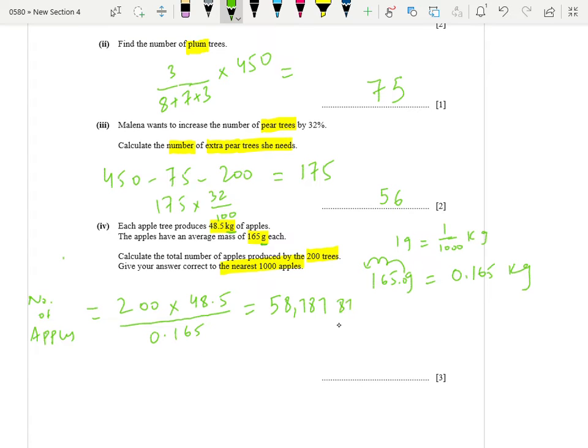58,787.87. But the question asked for the nearest 1000 apples. So the thousands digit is this one right here. We have to see the next digit, that is more than 5, so we add 1 here. The final answer becomes 59,000. So 59,000 is the answer. All right, moving forward.